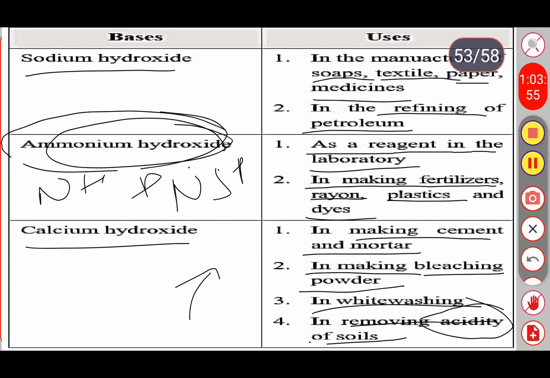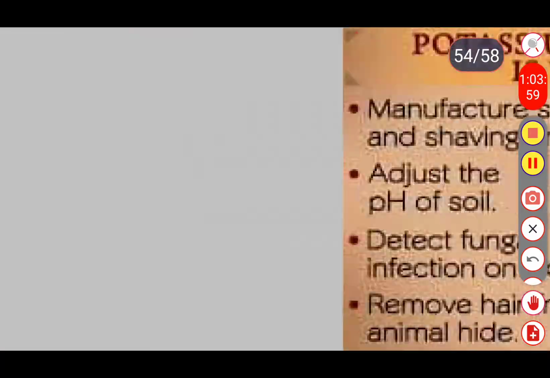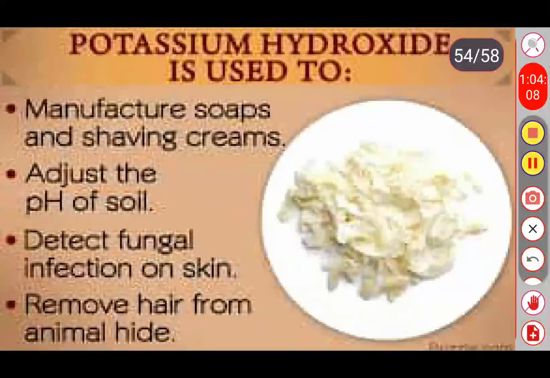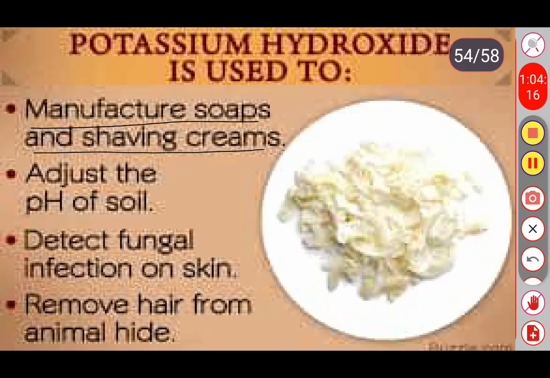See the next one, potassium hydroxide. We use potassium hydroxide in the manufacturing of soaps and shaving creams. Next one, the adjustment of the pH of the soil. For the adjustment of the pH of the soil also we are using potassium hydroxide.